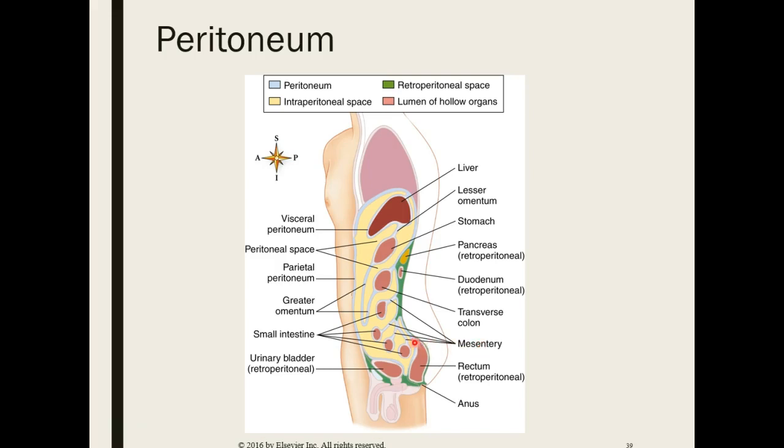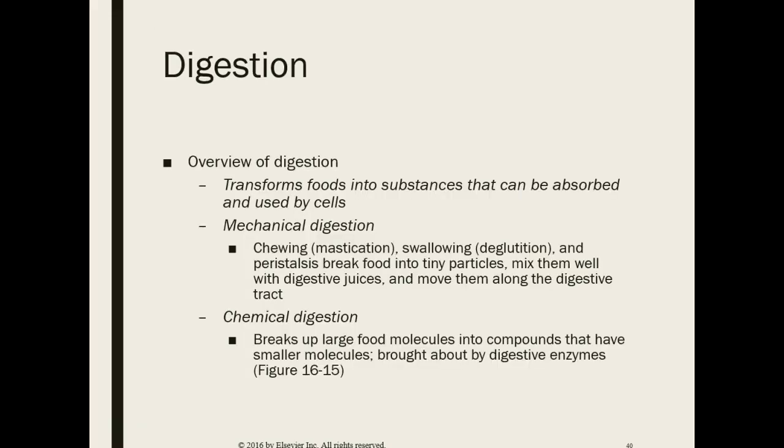So here it kind of shows, this isn't the best picture I know, but it shows the mesentery on the back and then the greater omentum on the front. So a little bit about digestion. This is going to be the transformation of foods into substances that can be absorbed and used by cells. So we're breaking down these large chunks of food into very small molecules so that the body can absorb them.